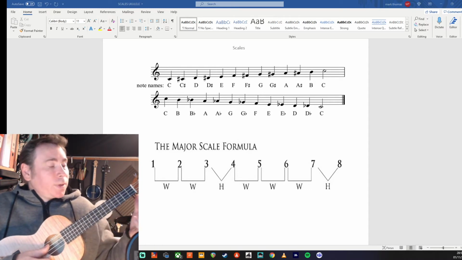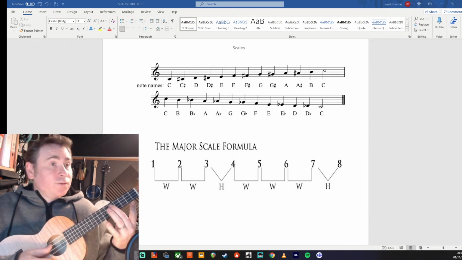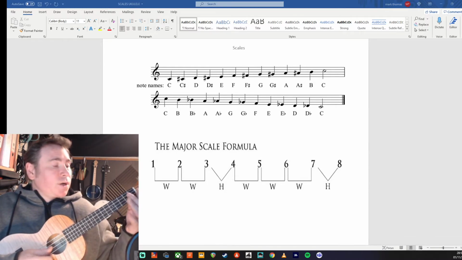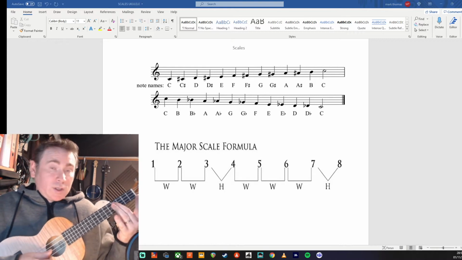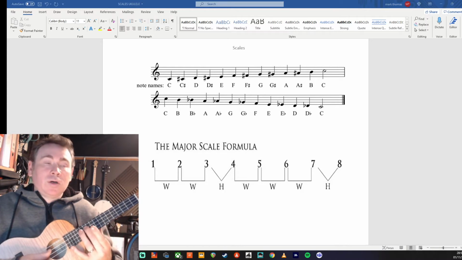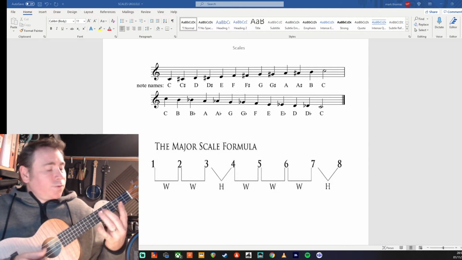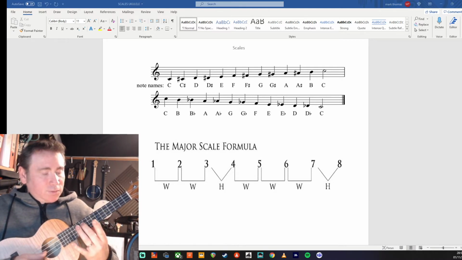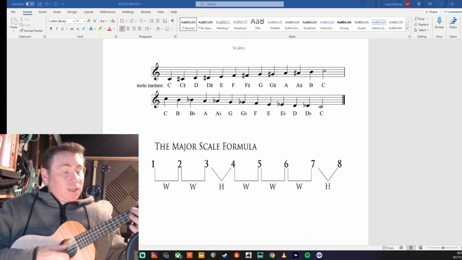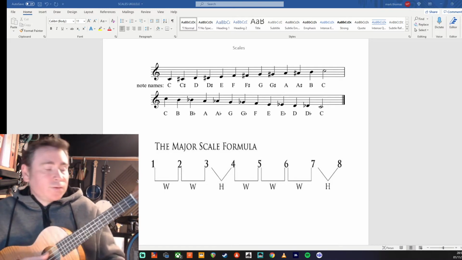So the pattern would be whole, whole, half, whole, whole, whole, half. That is literally 2 frets, 2 frets, 1 fret, 2 frets, 2 frets, 2 frets, 1 fret. And that makes our C major scale, because we started on C and then played that pattern, the whole, whole, half, whole, whole, whole, half.